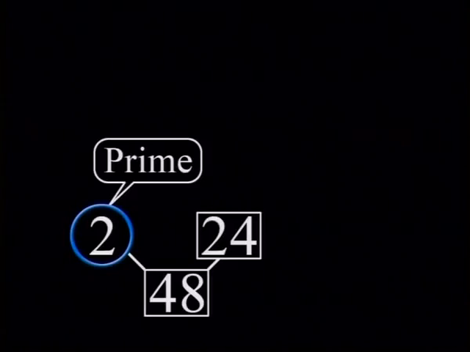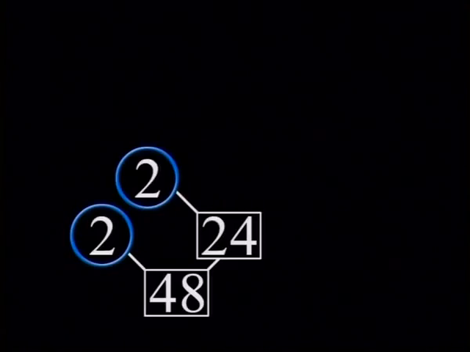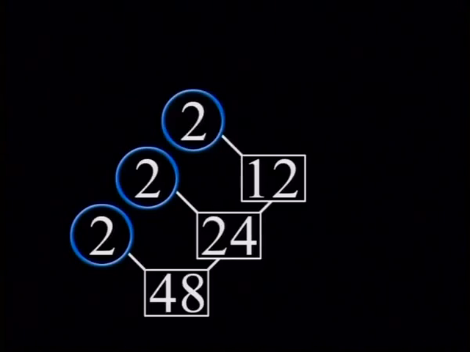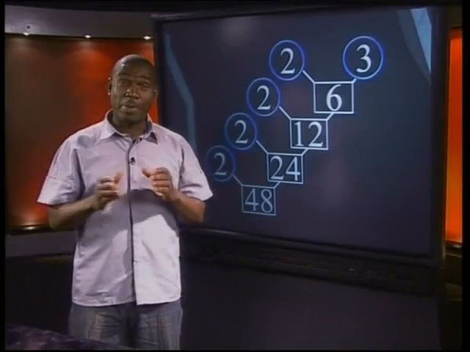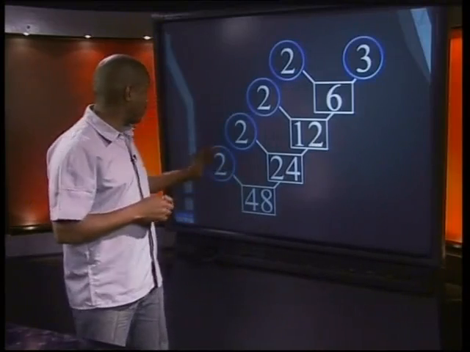Now look at the 2 branches. 2 is a factor of 24. 2 goes into 24 12 times. 12 is 2 times 6. 6 has the factors 2 and 3. 3 is a prime factor. So we have finished our factor tree. We cannot go any further. All the prime numbers are placed in blue circles. Can you see them?